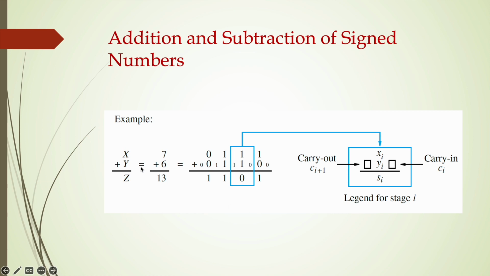Next, generally to calculate any number, we'll be having an operand. This x is called the augend and y is called the addend. So suppose in this example they have taken augend as 7 and addend as 6. 7's binary equivalent is 0 1 1 1 and 6's binary equivalent is 0 1 1 0.